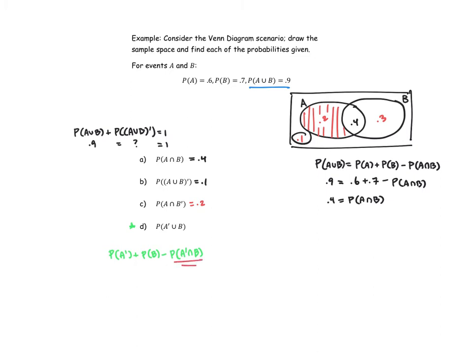We already know this value to be 0.3. That's the probability over here. So I don't want to count it twice. So the probability of not A is 1 minus 0.6, which will be 0.4, plus the probability of B, which is 0.7, minus 0.3. So we're going to get, what would that be? 0.8, I believe. So the probability of not A or B will end up equaling 0.8. All right, let's continue with another example.